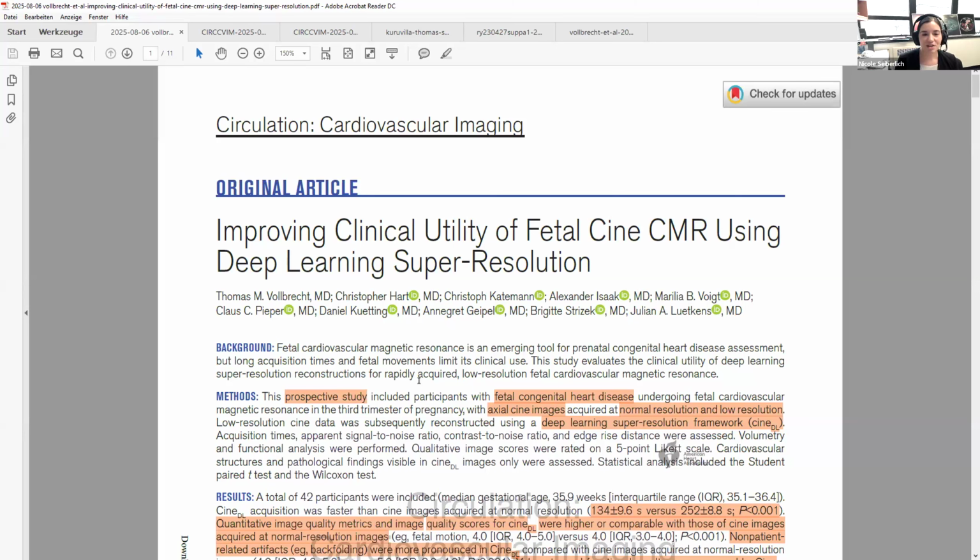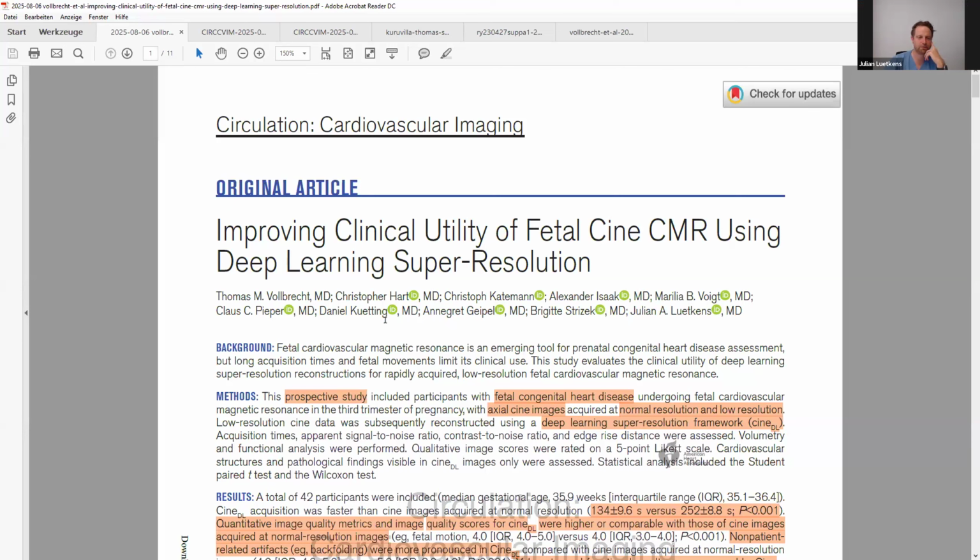So we're going to start with Dr. Ludkins, who will be presenting the paper entitled Improving Clinical Utility of Fetal Cine CMR Using Deep Learning Super Resolution. Please go ahead, take it away. So thank you for this nice introduction.